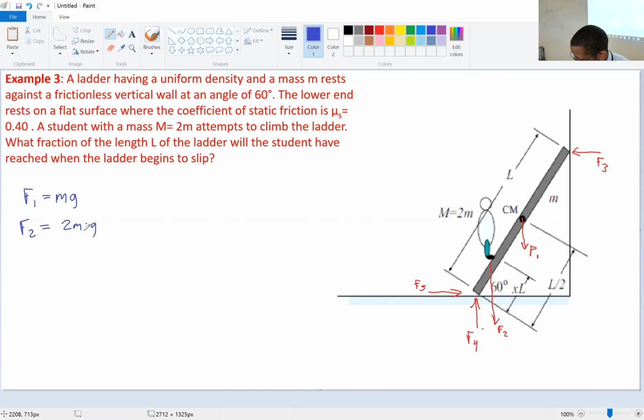And then, let's see, for F3, it's going to be a normal force. So we're just going to label that. What he does is he just labels it as in subscript with a W, I'll just say wall, which is going to be the normal force of wall.